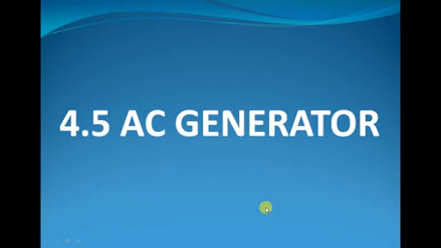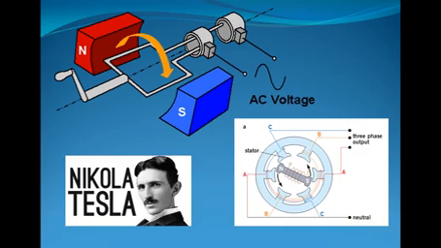Good morning to all. Now we are going to see the AC generator or alternator. It is one of the energy conversion devices. Just as the heart is very important for our body, the AC generator is very important for our country, because a large amount of power is obtained from this device. It was invented by Nikola Tesla, one of the great scientists. He invented the AC generator.